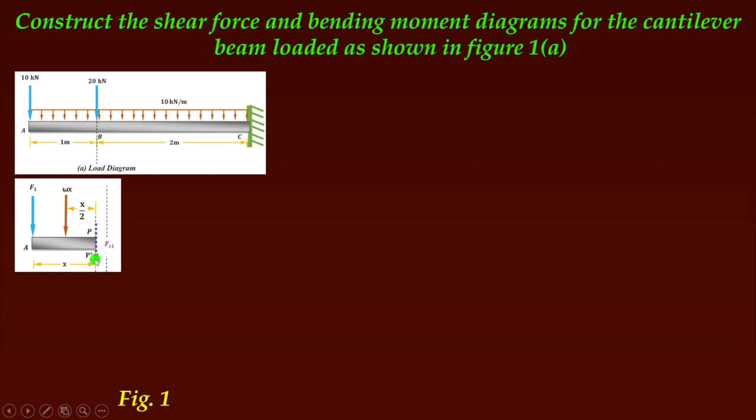At the free end PP dash, shear force Fs1 is working. And in addition to the point load F1, the distributed load omega and the length x, means total magnitude of distributed load is omega x, which is acting at the middle of the section, means at x by 2 from section PP dash.